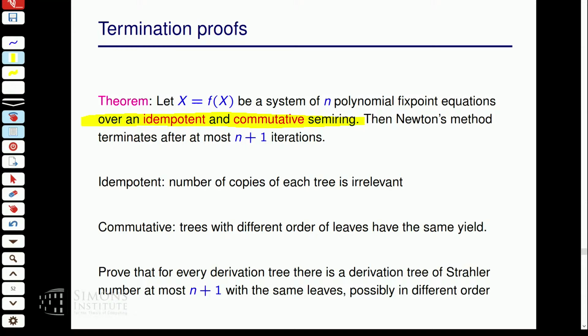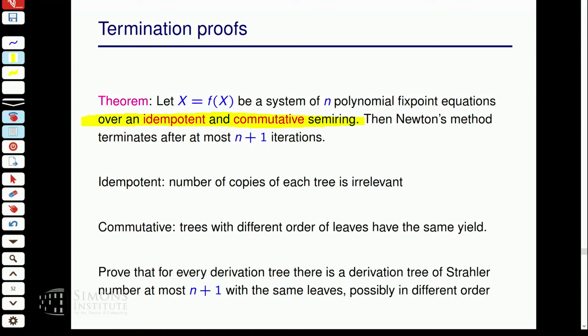And which is the class of semirings? Well, first, if you have n polynomial equations, then you are going to finish after n plus one iterations. These are idempotent and commutative semirings, so plus is idempotent, and product is commutative. Now, how do you interpret this from the point of view of the derivation trees? Remember, the yield of a tree is the product of the leaves, and the yield of a set of trees is the sum of the yields of the trees.